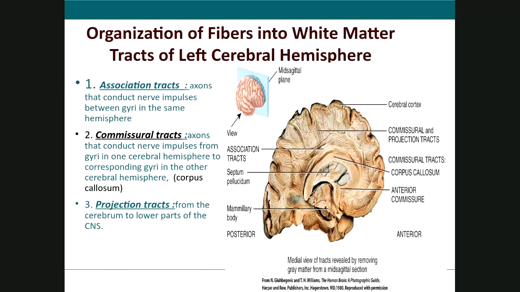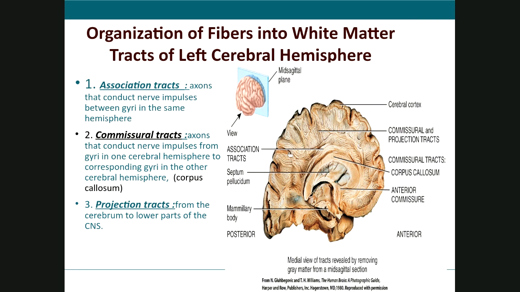So when we're talking about the organization of fibers from the tracts that connect our hemispheres and within the hemisphere itself, we're going to talk about 3 different tracts. The association tracts are axons that connect impulses between the gyri, or these little mounds, on the same side of the hemisphere. So it's controlling and connecting the information between each gyri on the same side, for example, the right or the left hemisphere.